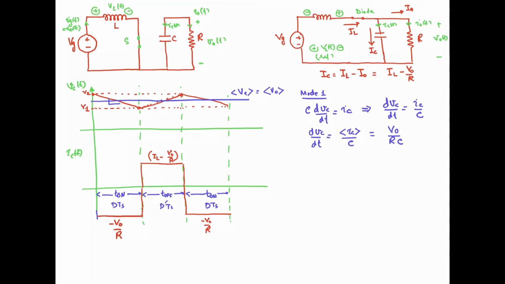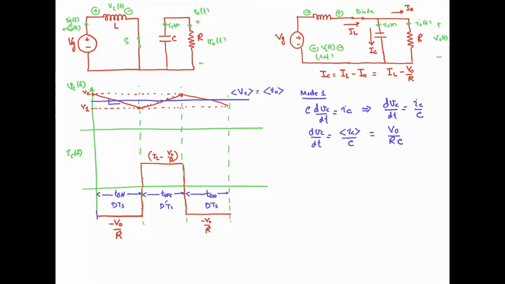So why have we considered the average capacitor current to be equal to V naught by R? Because you can see in the first mode of operation, the capacitor current is equal to your load current. So whatever is the average current at the load, the same current will be there through the capacitor. So the average current through the load will be obtained as V naught by R. So that's why we have considered the average capacitor current to be V naught by R in the first mode of operation. So this is the expression for the slope of the capacitor voltage in the first mode of operation.